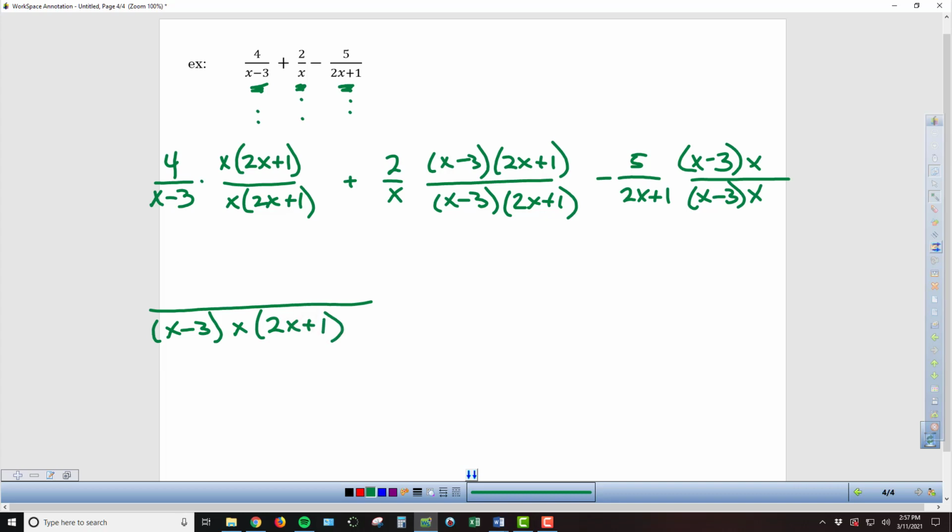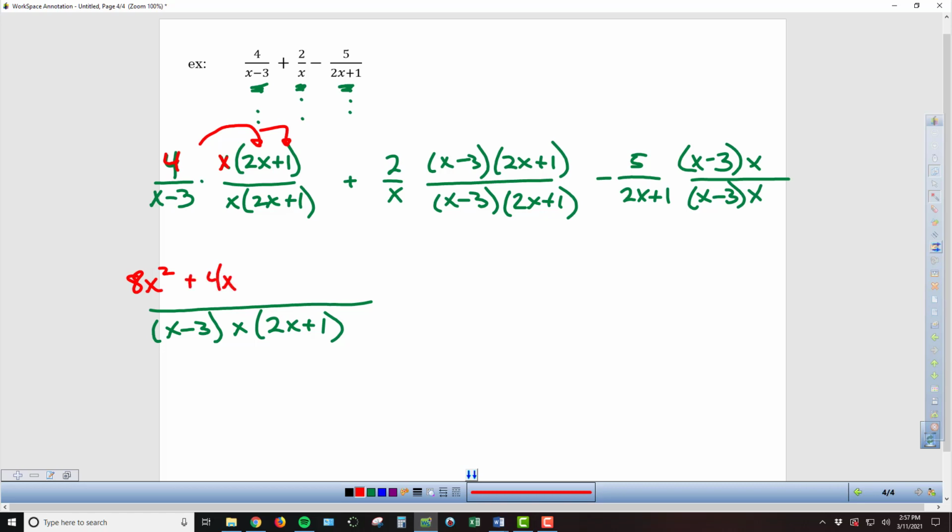And so just like on all of our others, we don't need to FOIL that out. But unfortunately, in the numerators, we do have some work that we need to do. So for the first, I've got 4 times x. So really, it's a 4x that's going to be distributed into this set of parentheses. So 4x times 2x is 8x squared, and then 4x times 1 is 4x.